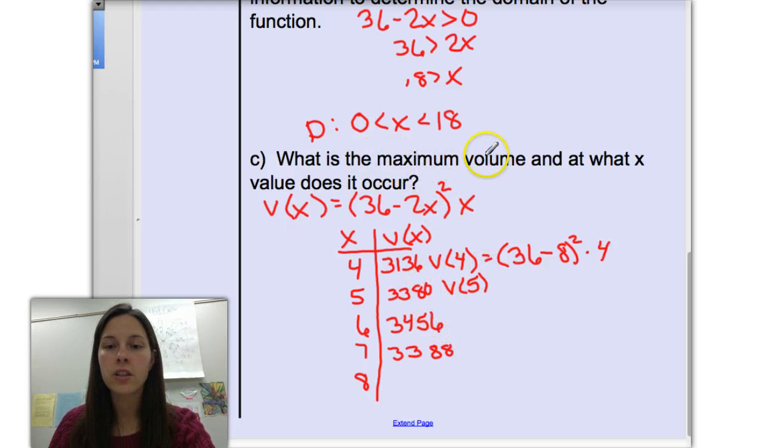So to answer the question, what is the maximum volume? The maximum volume is 3,456 cubic inches. Actually, I shouldn't have put my equal sign just yet. So I'm going to label that answer as the max volume. And at what x value does it occur? At 6 inches.